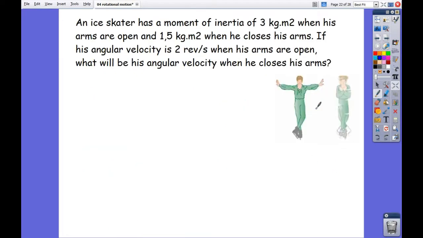Next question. An ice skater has a moment of inertia of 3 kilogram meter squared when his arms are open and 1.5 kilogram meter squared when he closes his arms. If his angular velocity is 2 revolutions per second when his arms are open, what will be his angular velocity when he closes his arms? This is an example of conservation of angular momentum.